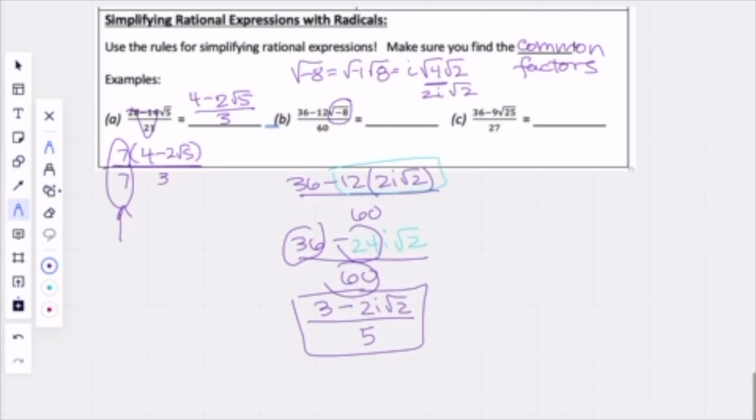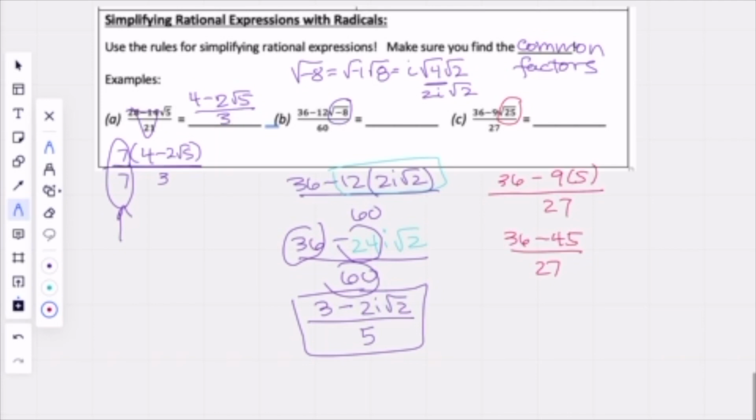All right, the last example. Let's get rid of the square root of 25, shall we? Square root of 25 is also known as 5, so we could say this is 36 minus 9 times 5 all over 27, which is 36 minus 45 all over 27.